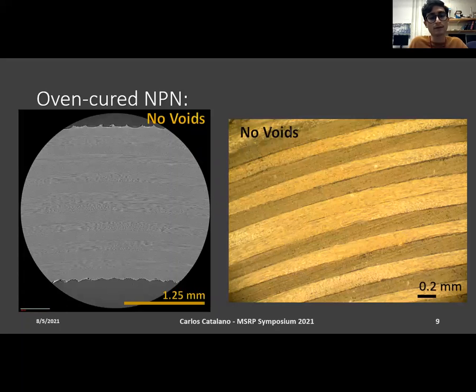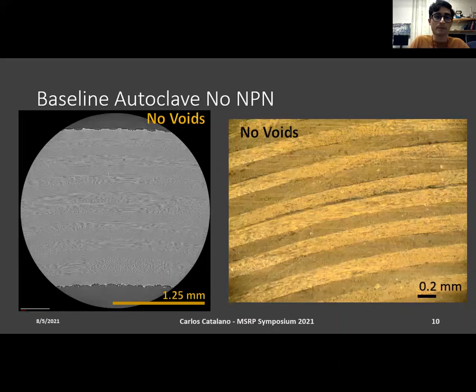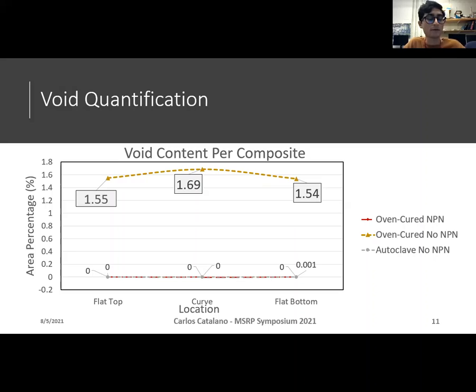Over here, we see our testing, which is oven cured with NPN, and we see it very clean without any voids at all. And over here, we see the industry standard of the autoclave, no NPN, and again, no voids, because again, this is the industry standard. Our results are similar to them.